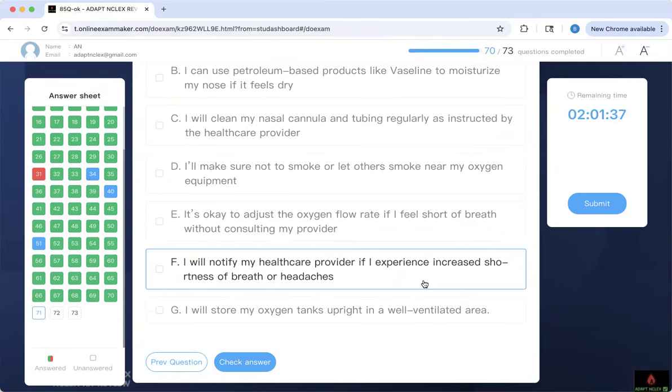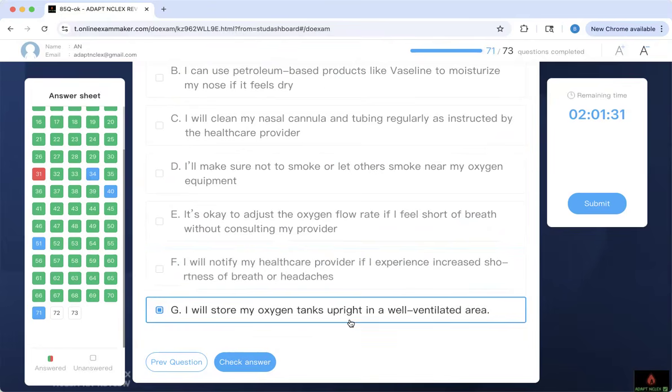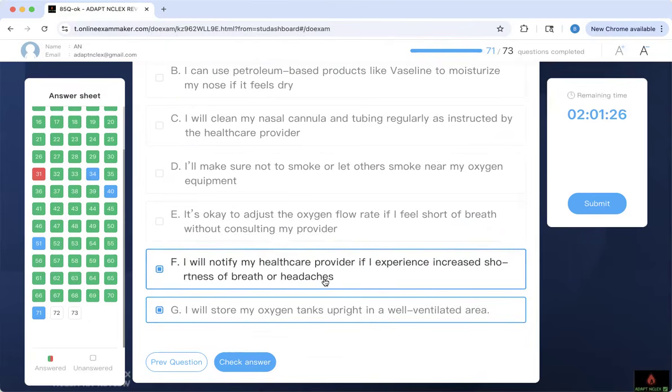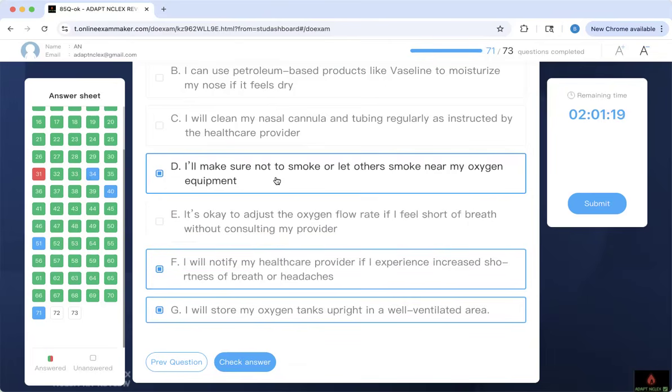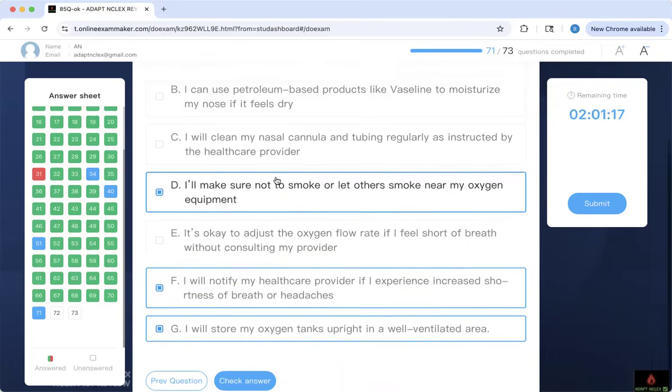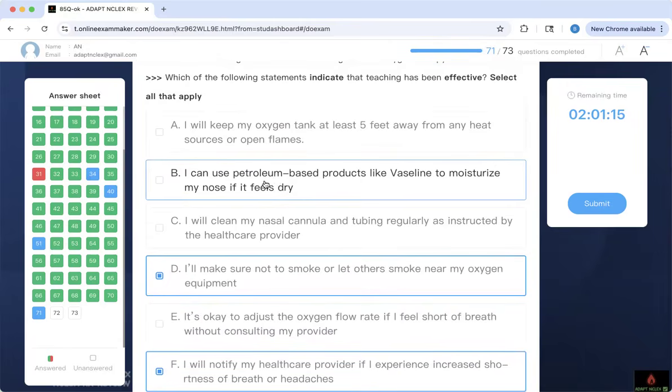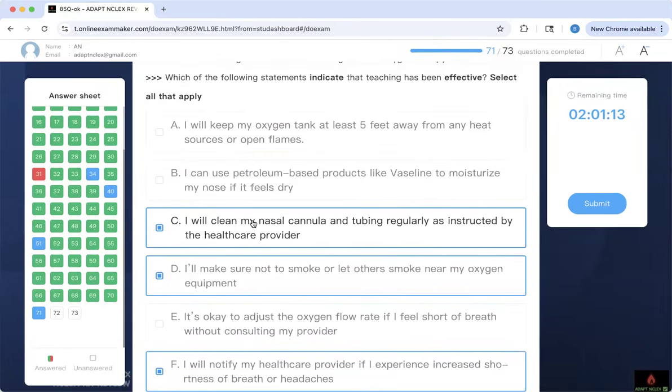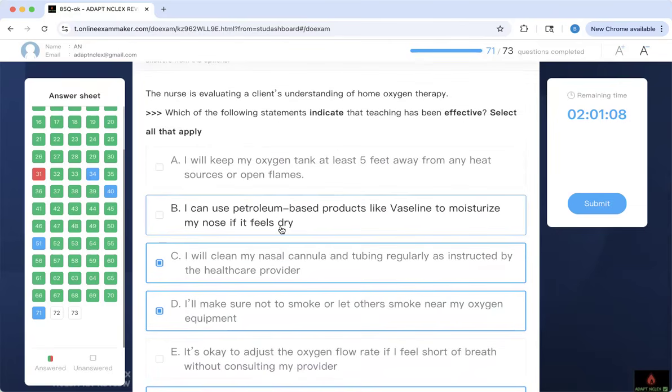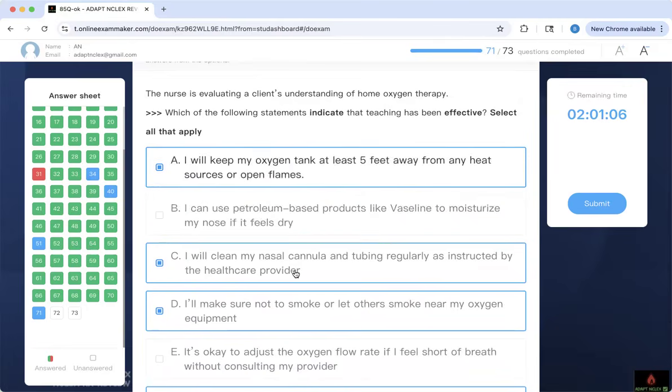I will store my oxygen tank upright in a well-ventilated area. That's a good thing to do. Therefore, store them in a well-ventilated area. Let me know if you have shortness of breath. Don't titrate it, don't increase it without instruction. Make sure nobody smokes, or you smoke. You clean the canister and nasal cannula regularly, right? Petroleum gel can cause fire, and therefore 5 feet away.